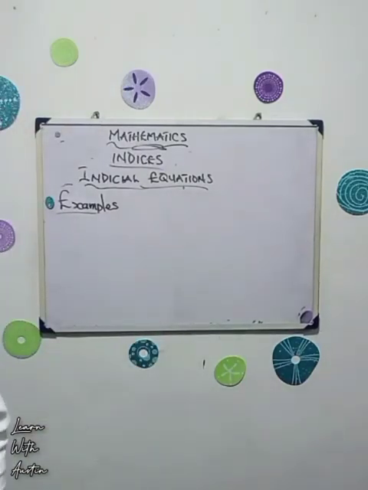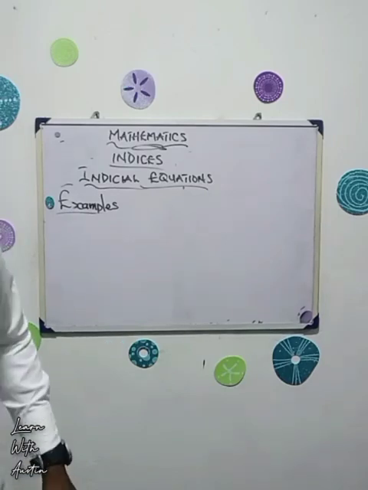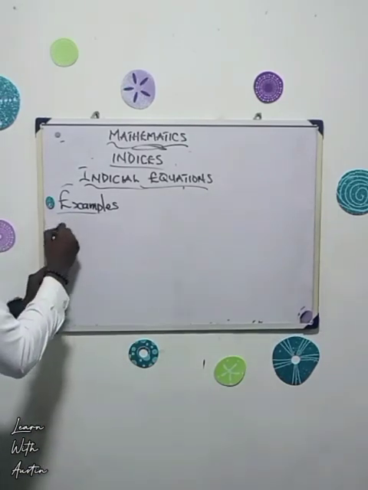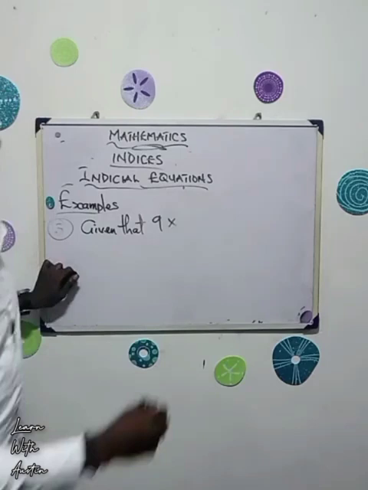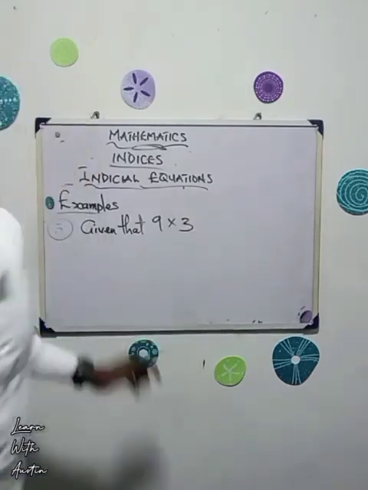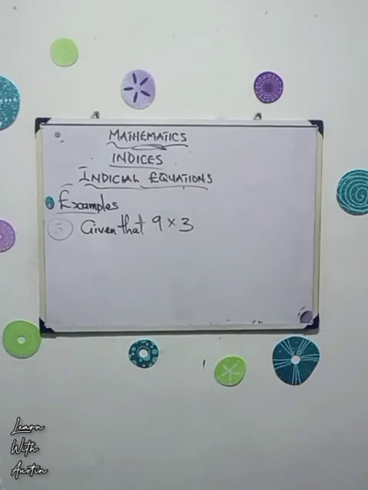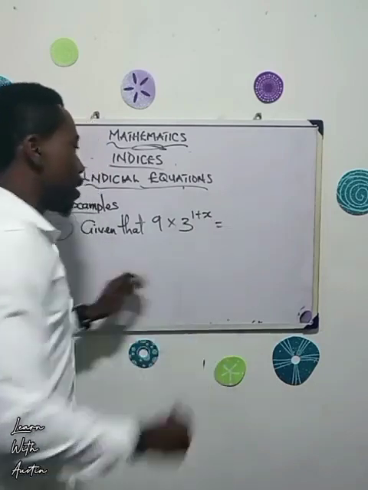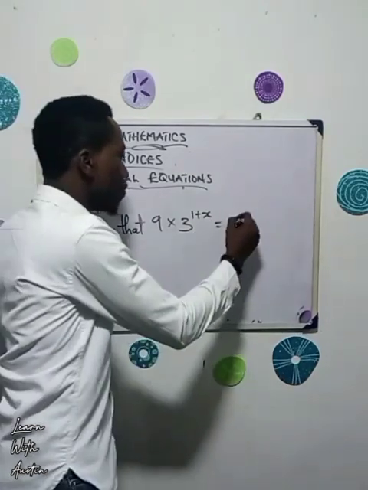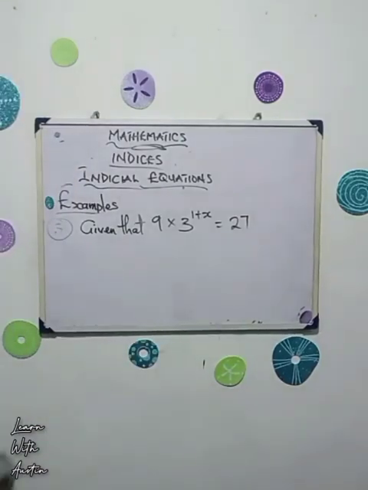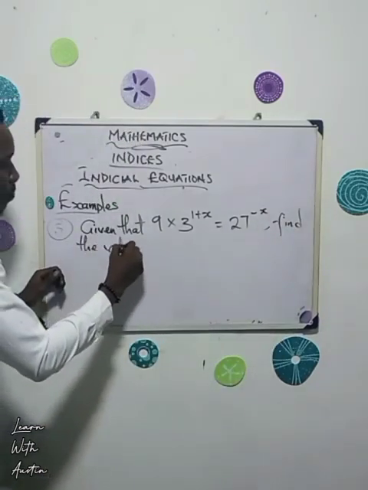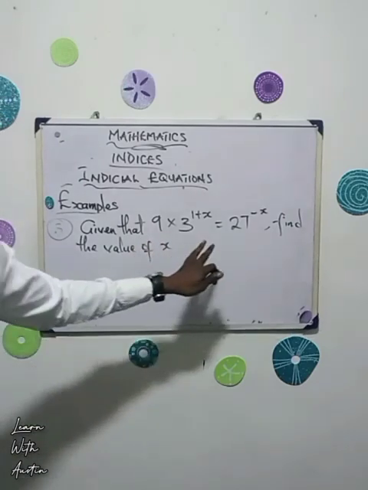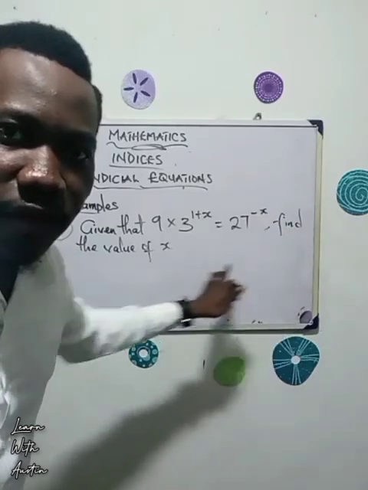All right, let's go to example number 3. Example number 3 says, by the way, this is a NECO question: given that 9 times 3 raised to the power of 1 plus x equals 27 raised to the power of minus x, find the value of x.